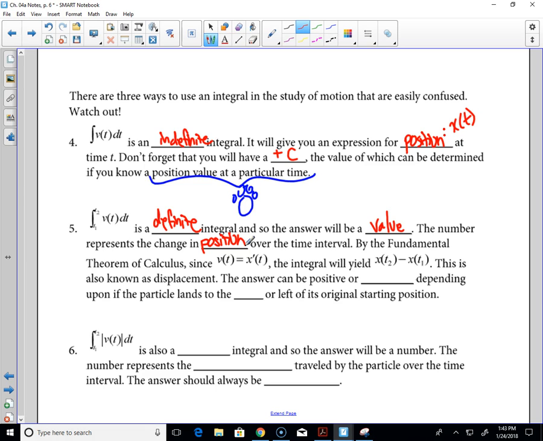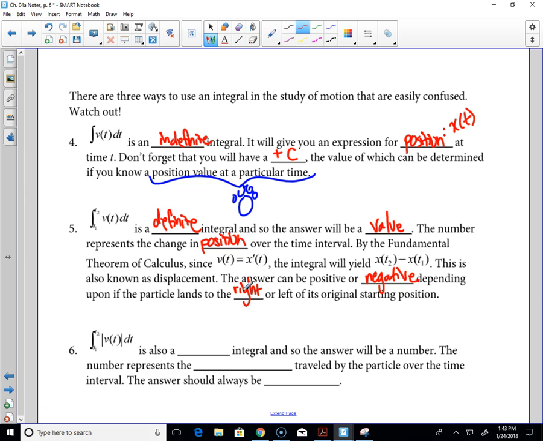The answer can be positive, or you guys just logically would fill in what? Even if you didn't have a clue. Yeah, fill in negative. The answer can be positive or negative depending upon if the particle lands to the right or to the left. Right? Correct?